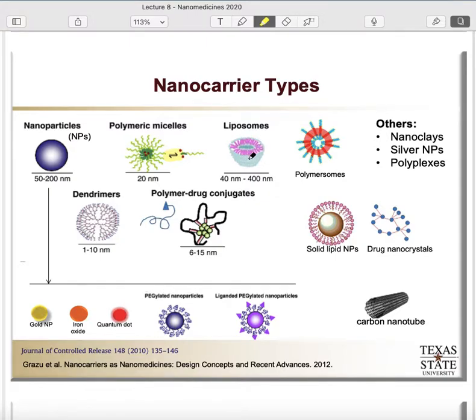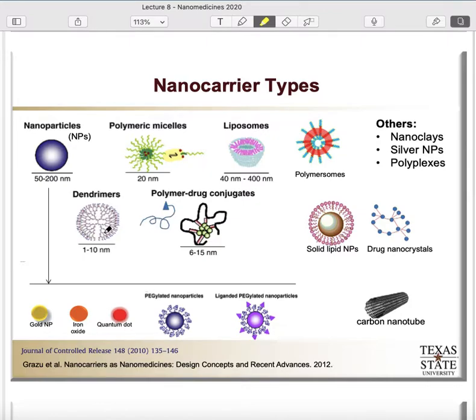So they can be multifunctional in that they can load both hydrophilic and hydrophobic molecules. We're going to have a section on liposomes, so I'll leave it at that, but their size tends to be kind of in the same range as micelles and nanoparticles, from about 40 nanometers to about 400 nanometers. After that, we have dendrimers.